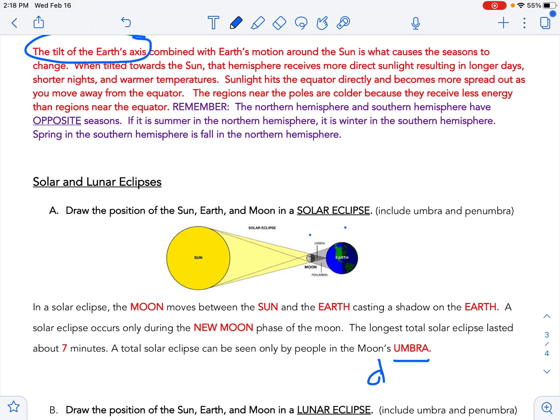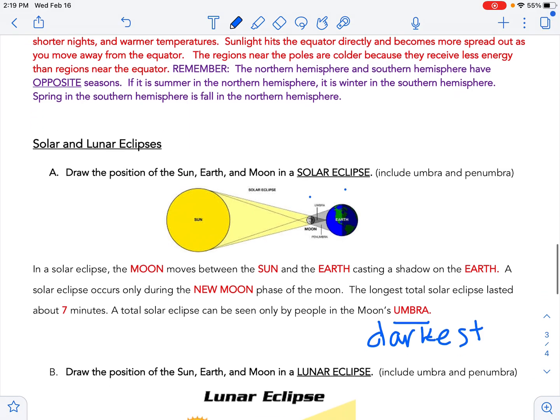We know that the umbra is the darkest part of that shadow. So you've got to be in that little umbra, and it's going to be a really little umbra because the moon is such a small object compared to Earth. So you've got to be in that umbra for it to be a total solar eclipse. If you are in the penumbra, which is the lighter part of the shadow, then you are only going to be in a partial solar eclipse.